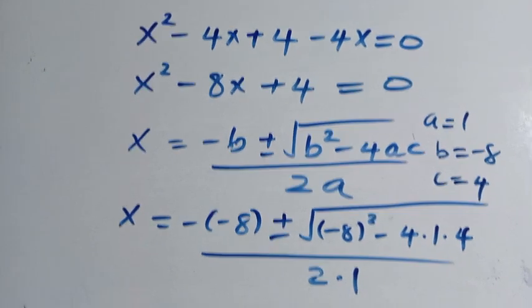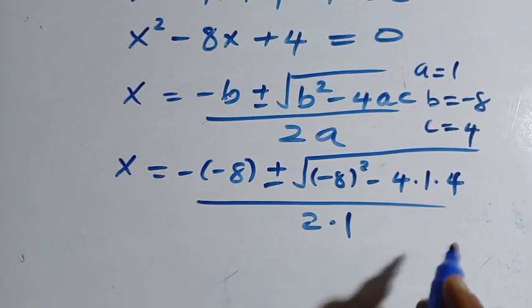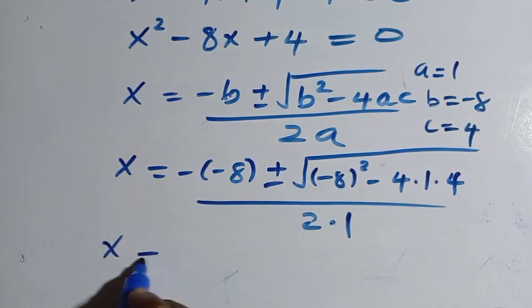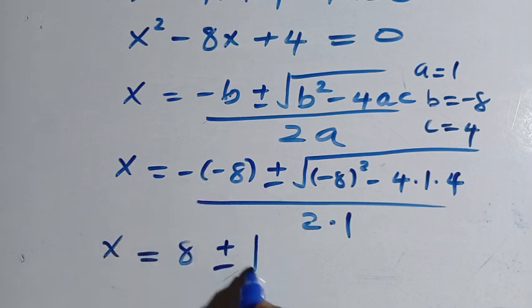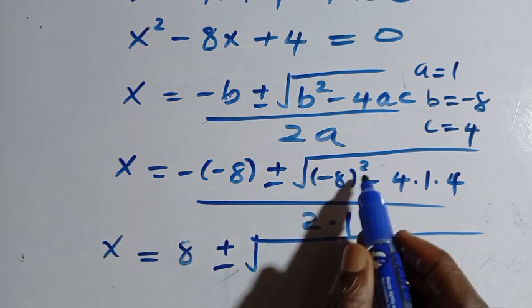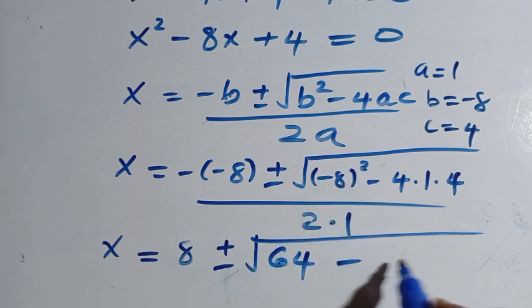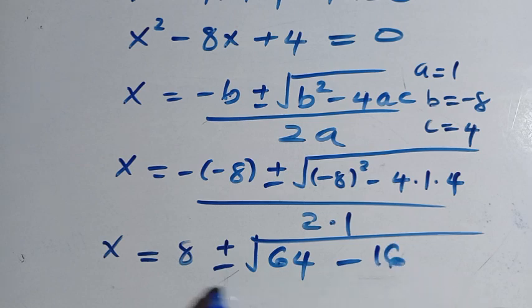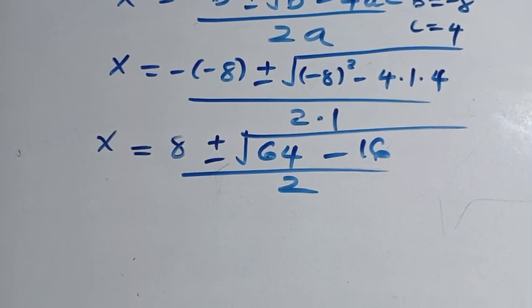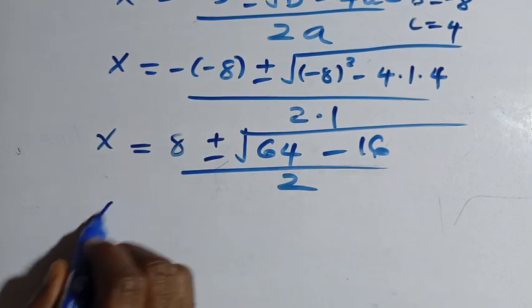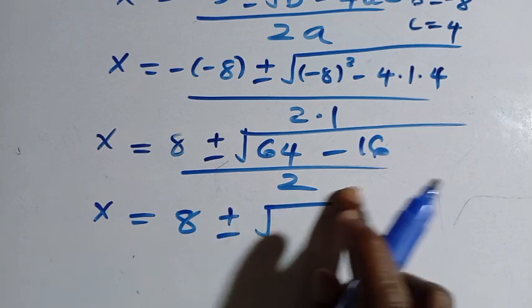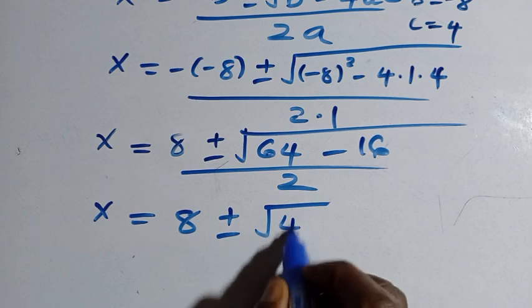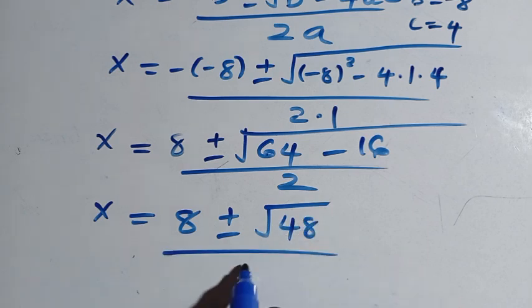So if this is what we have, then let's do the proper expansion of this. Here we have x equals minus times minus, we have plus 8 plus or minus the square root of, so minus 8 squared is 64, minus 4 times 4, that is 16, divided by 2. And in the next step, we are going to subtract this here, and we have x equals 8 plus or minus square root of, so 64 minus this gives us 48, divided by 2.